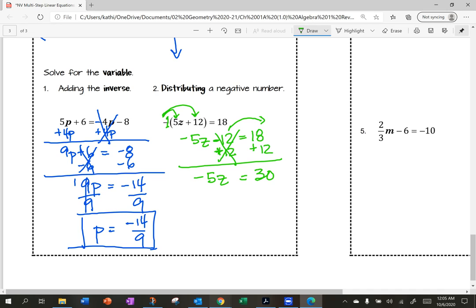Last step, I'm going to divide by the coefficient next to the variable. So I'm going to divide by negative 5. Negative 5 divided by negative 5 is 1, so z equals negative 6. All right, let's try some with some fractions.